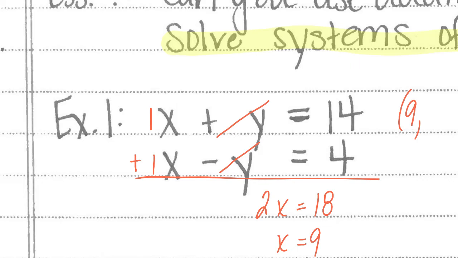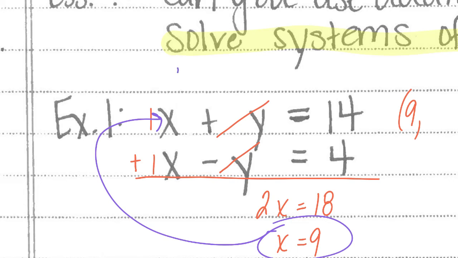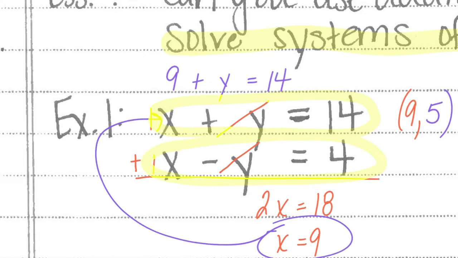Well, remember, all we do is take that 9 and plug it back into an original. So I just plug it in at the top. 9 plus what is going to give me 14, and I know that that y has to be 5. So this ordered pair, 9 and 5, should fulfill both this top right here, x plus y equals 14, 9 plus 5 is 14, and this bottom, 9 minus y is 4.